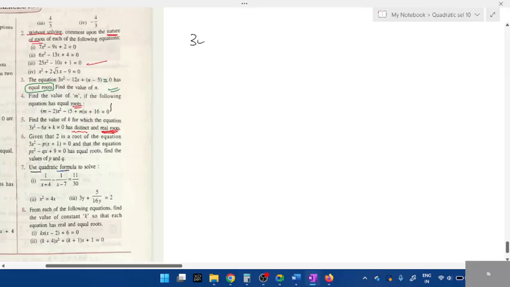Next one. 3y plus 5, 16y is equal to 2, students. See, in quadratic, the most important thing is it shouldn't have a denominator. That's the first thing. Whenever there is a denominator, take LCM, shift it to the other side. So when you take LCM, what do you get here? 16y and cross multiply. How much is 3 into 16?